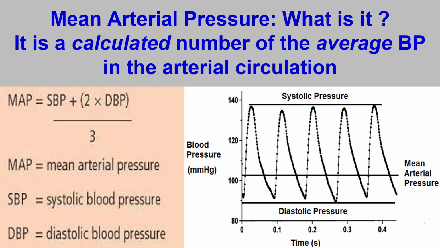Now, how do we actually calculate the mean arterial pressure? The mean arterial pressure is the mean pressure experienced by the circulation. It is a calculated number. And because the diastolic blood pressure lasts twice as long as the systolic blood pressure, we multiply the diastolic blood pressure by 2, we add the systolic blood pressure and divide by 3. So the mean arterial pressure, therefore, is normally much closer to the diastolic blood pressure than to the systolic blood pressure, simply because diastole lasts twice as long as systole.